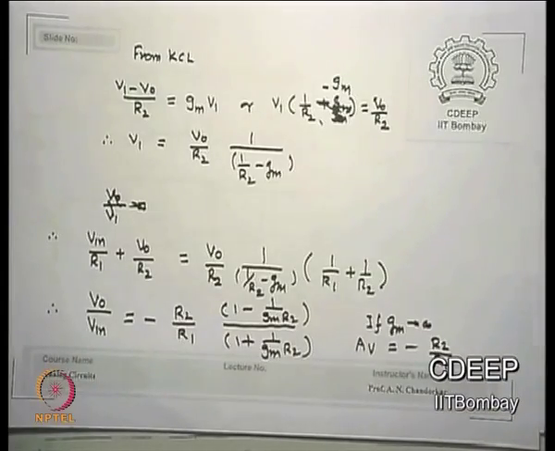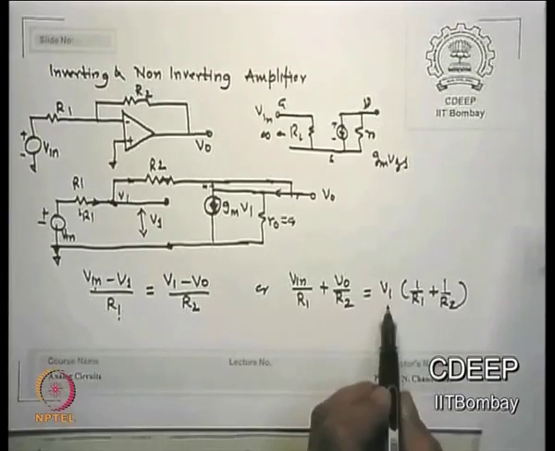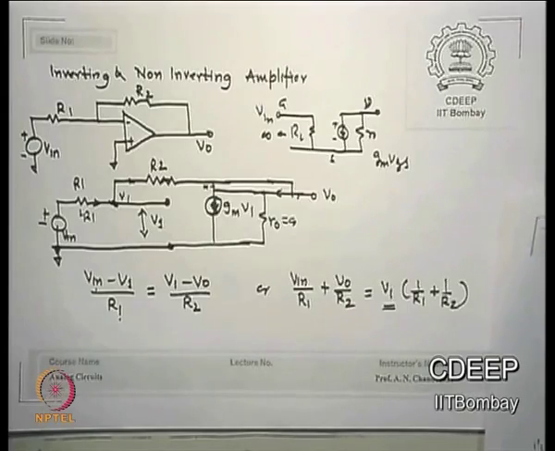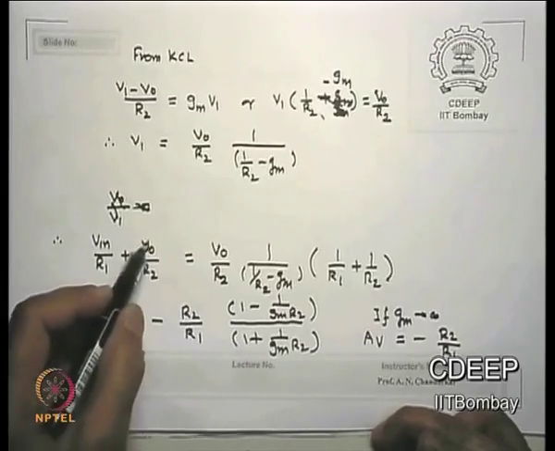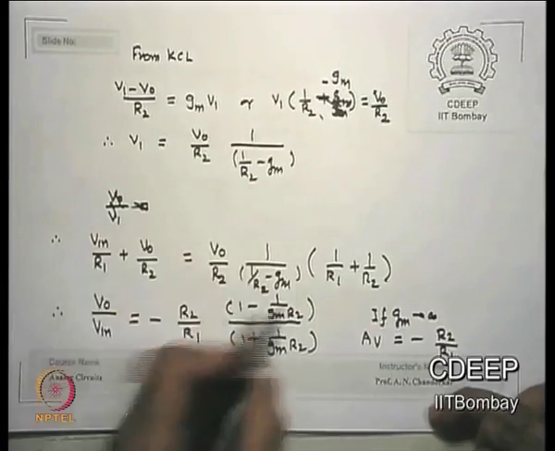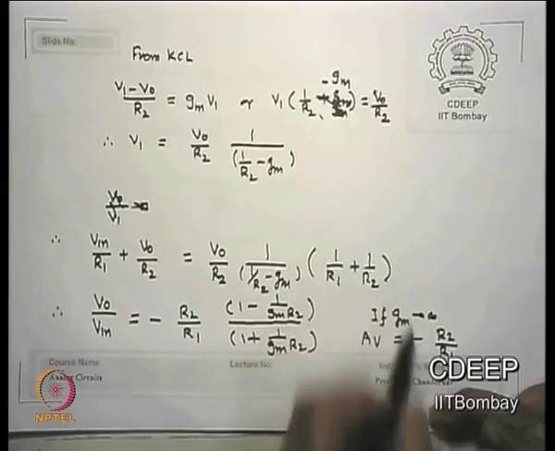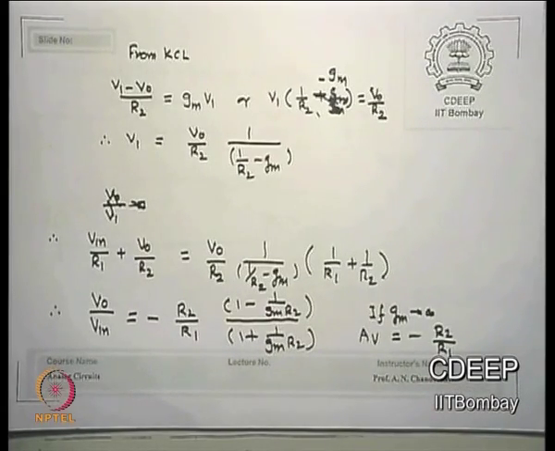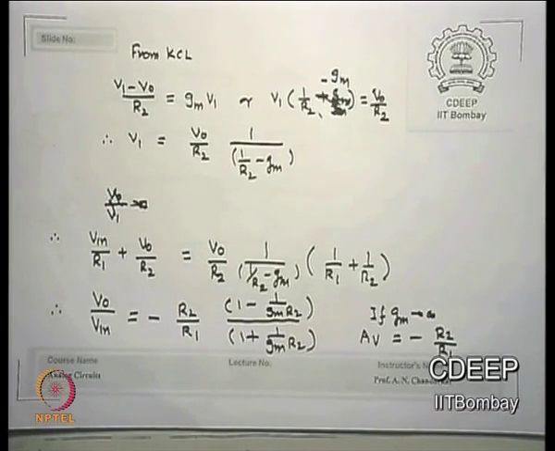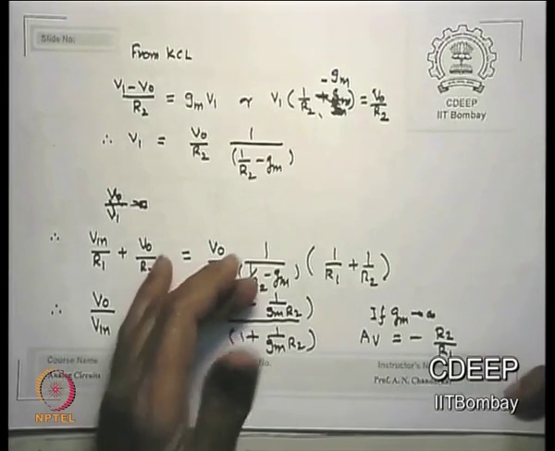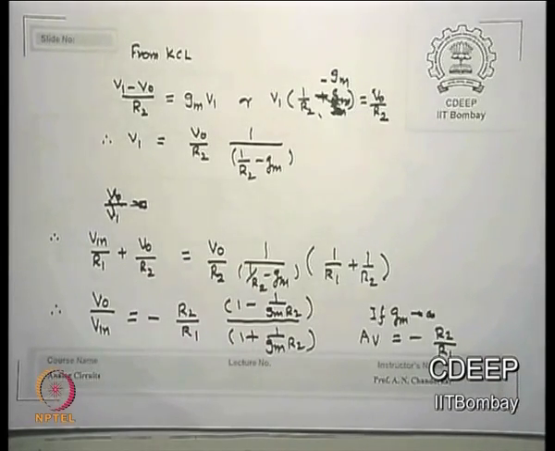That was the first equation you had. In this equation, in place of this V1, put the value that I just derived. So if I substitute, Vn by R1 plus V0 by R2, and this V1 term, into 1 upon R1 plus 1 upon R2, start collecting terms, so I get V0 by Vn is minus R2 by R1, and two big terms come up in the numerator and denominator: 1 minus 1 upon GM R2, and 1 divided by 1 plus 1 upon GM R2.